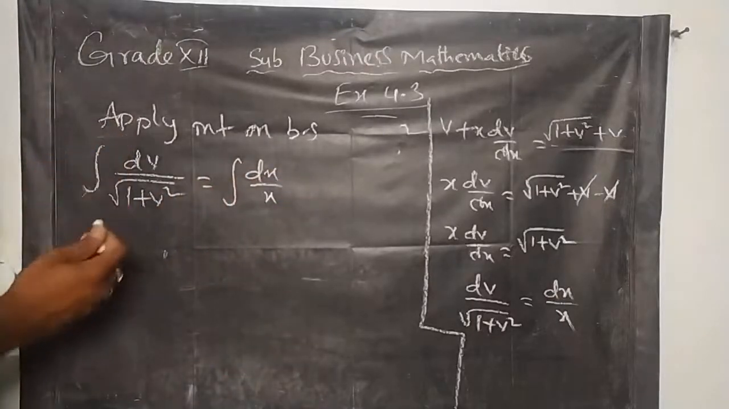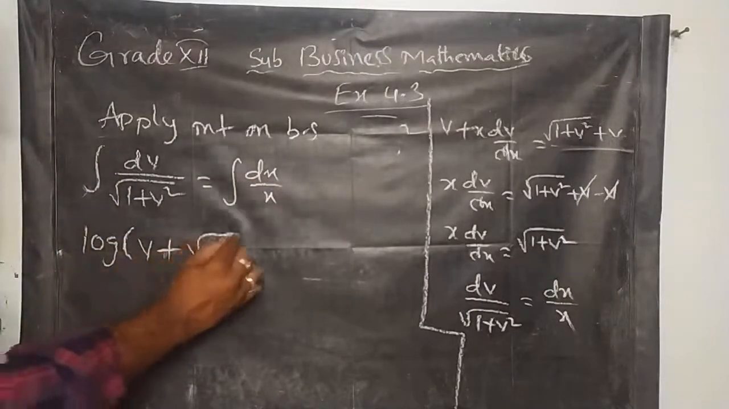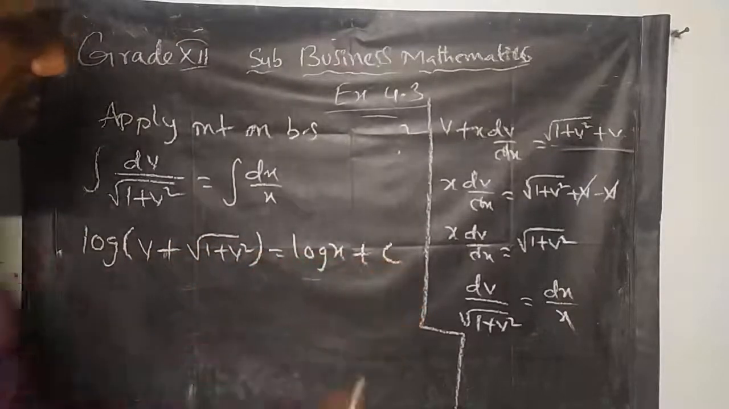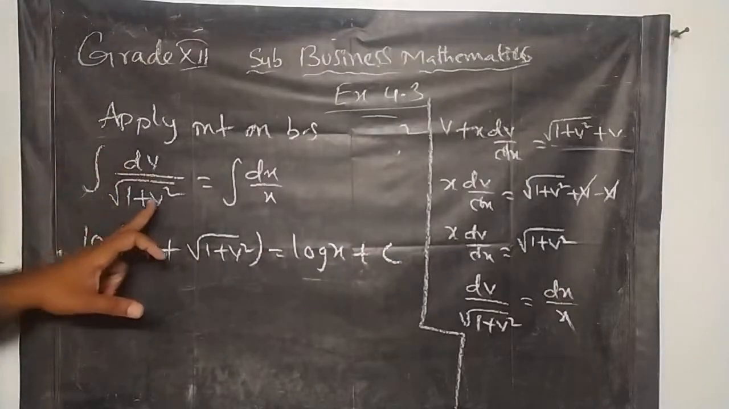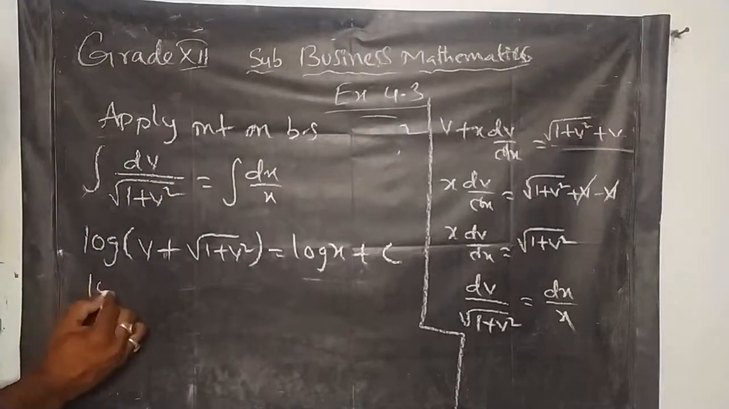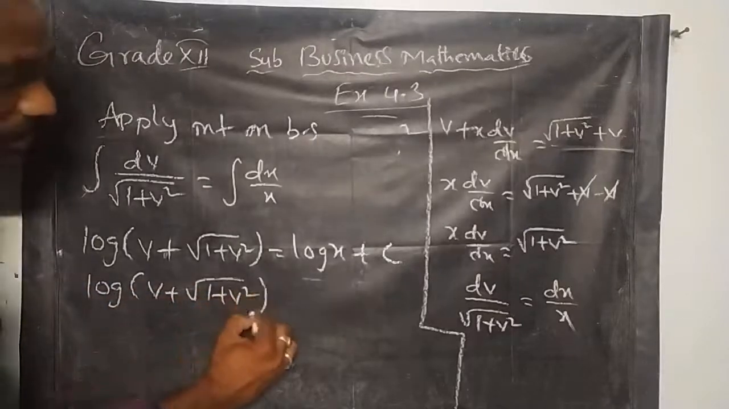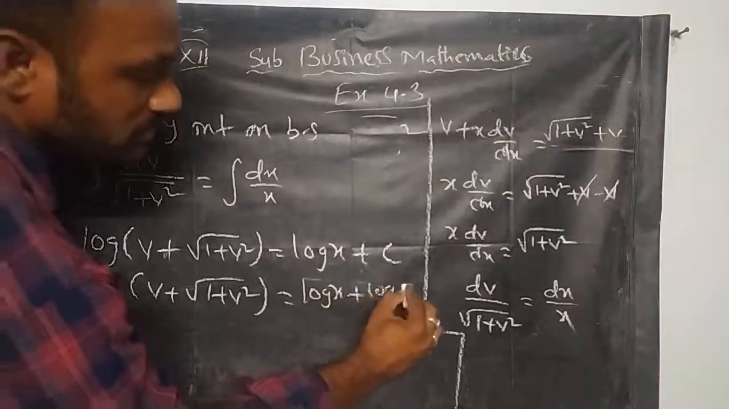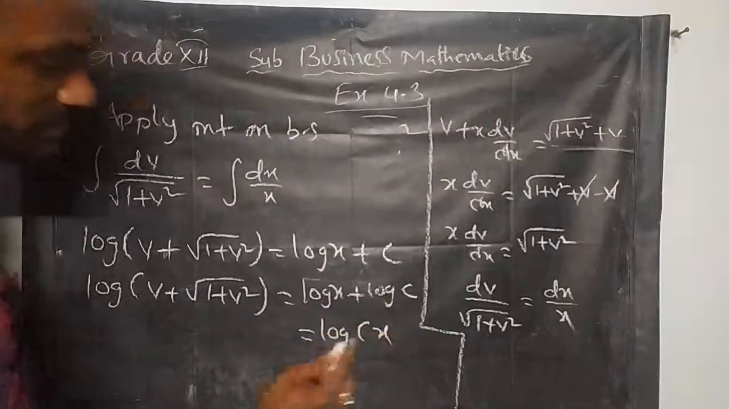So we know that integral of 1 by root will be log of v plus root of 1 plus v square is equals to log x plus c. So it is a formula to be remembered: integral of 1 by root of 1 plus x square can be written as log of x plus root of 1 plus x square. So log v plus root of 1 plus v square is equals to log x. Since it is a constant, we can write it as log c. So log a plus log b can be written as log ab, which is log cx.